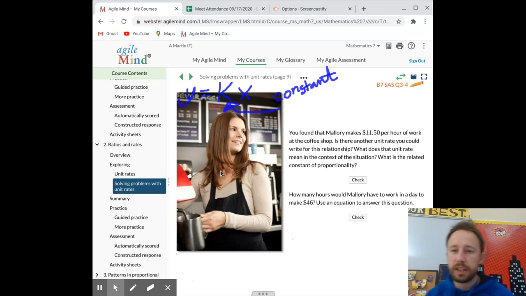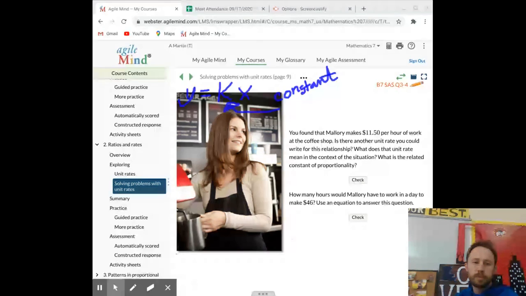So let's look at this. I think we had this read just a minute ago, but let's look at this real close. What's important here when we're looking at this? What do you see that's important, Kalia? Important in the how many hours would Mallory have to work in a day to make $46? Good.